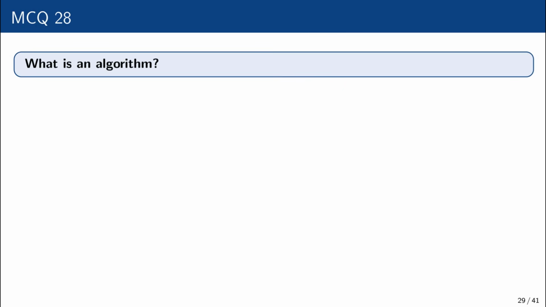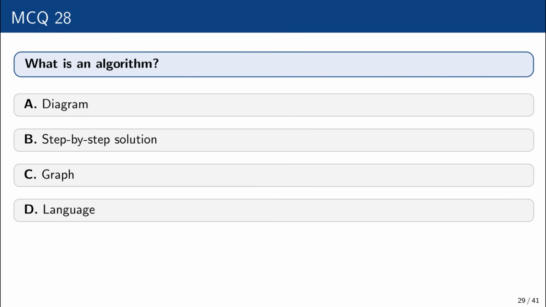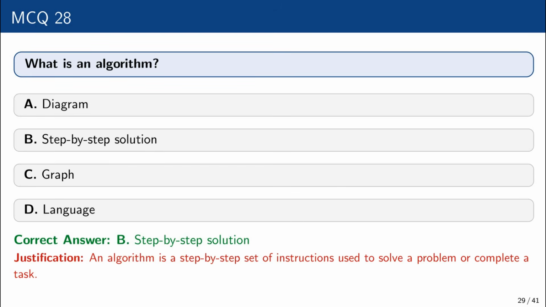Question number 28. What is an algorithm? Diagram, step-by-step solution, graph, language. The correct option is step-by-step solution. Because an algorithm is a step-by-step set of instructions used to solve a problem or complete a task.